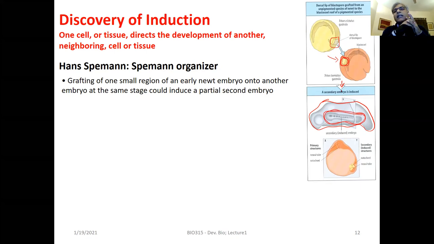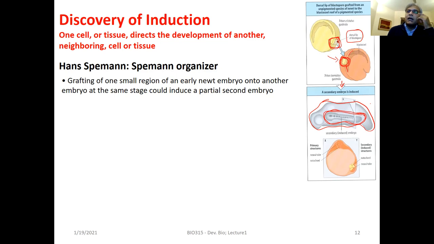And this is Spemann's experiment, which proved that development is regulation. So cells are talking to each other. This piece of graft does not contain all the nuclear determinants which Weismann was talking about, but it led to development of an independent embryo, which means there is communication going on between cells of the host embryo and this piece. What was very important, this region was called Spemann's organizer. This is called the dorsal lip of the blastopore.